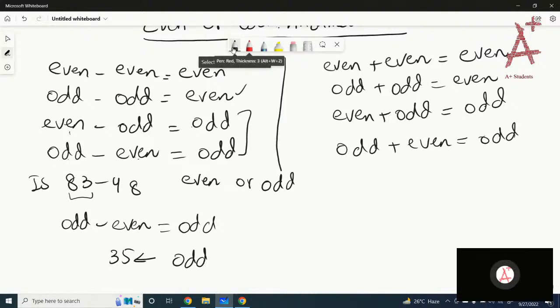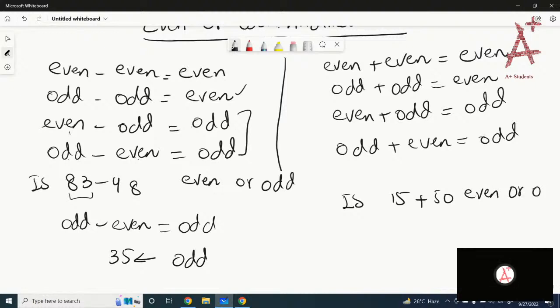Okay, the example is 15 plus 50, even or odd? Okay, 15 is an odd number and 50 is an even one. So you are adding two different numbers. Their answer must be odd. You can check by adding 50 plus 15 is 65. So 65 is an odd number. Got it?